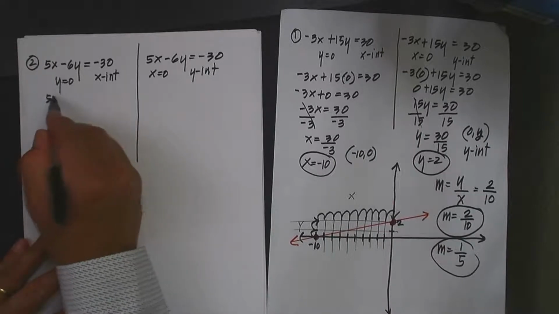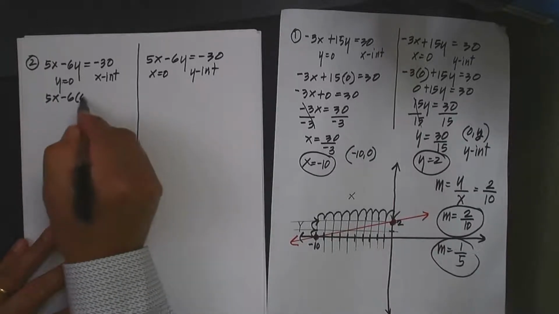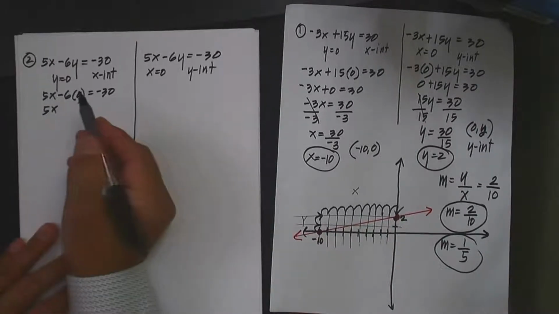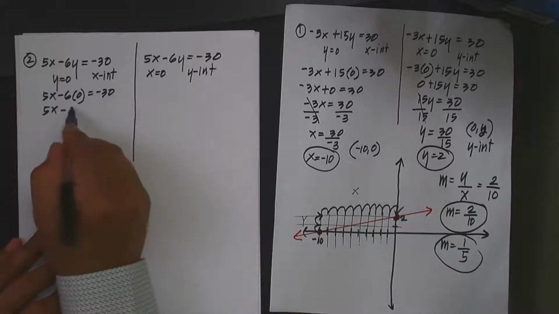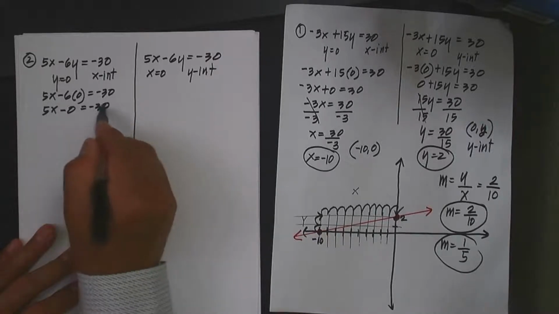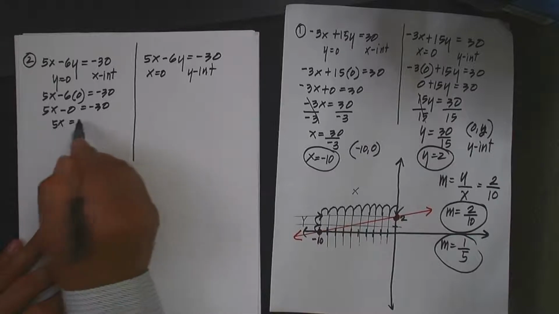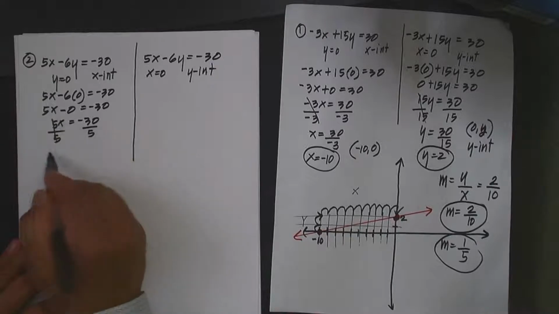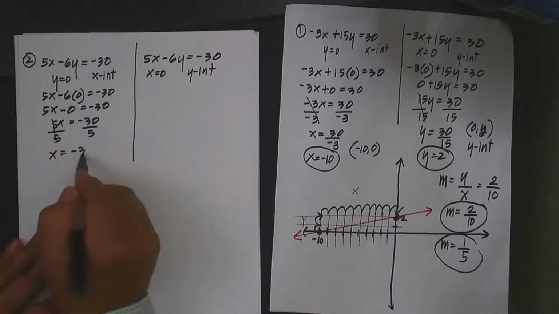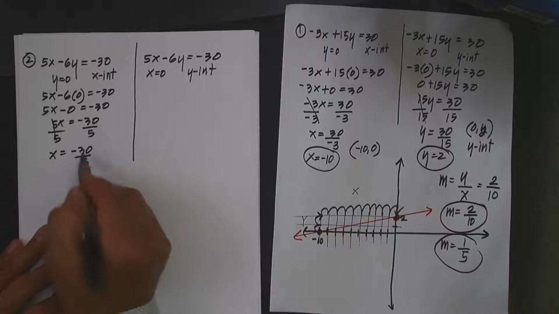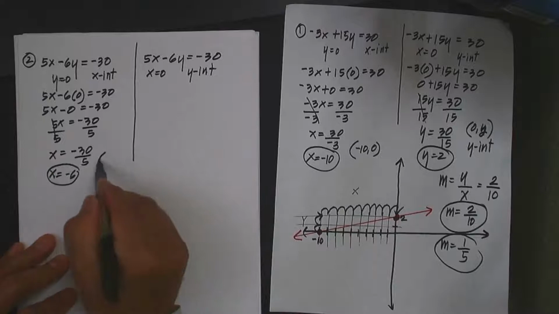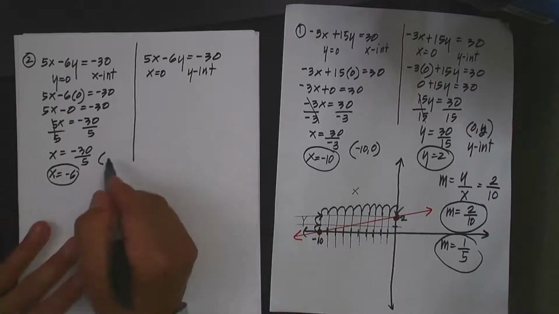You have 5x minus 6 times 0 is equal to negative 30. You have 5x, minus 0 is equal to negative 30. Then you have 5x is equal to negative 30. You divide both sides by 5, and then your x is equal to negative 30 over 5. When you divide that, you will get negative 6. So therefore, your coordinate for your x-intercept is negative 6 and 0.